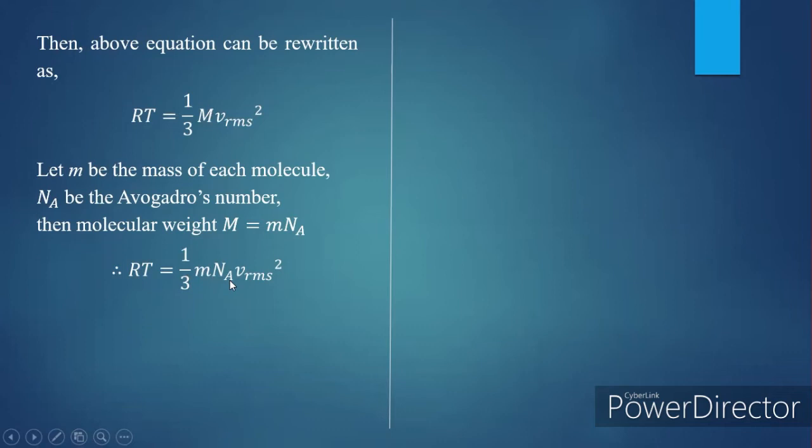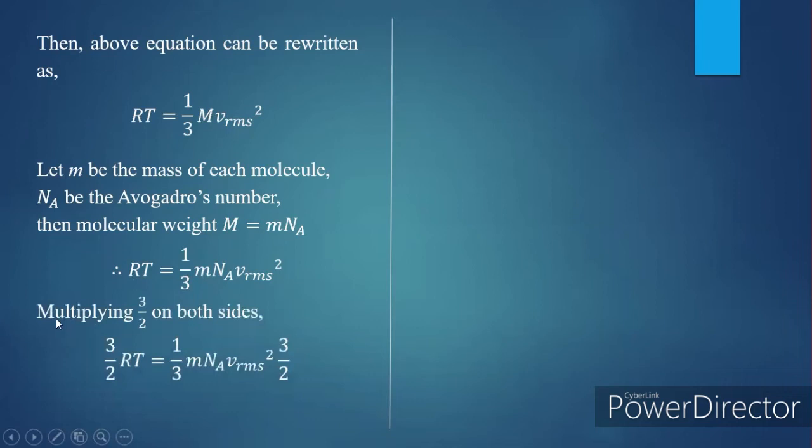So next part you have to do, you rearrange the terms. Next is multiplying 3 by 2 on both sides. You multiply this equation by 3 by 2. Okay, because we need a half. We need a half because to prove the equipartition energy theorem, what you have to prove? We have to prove kinetic energy is equal to half kT. We need a half. That's why we have to multiply it by 3 by 2. Multiply by 3 by 2 on both sides.